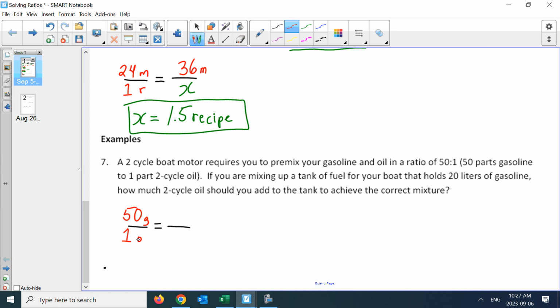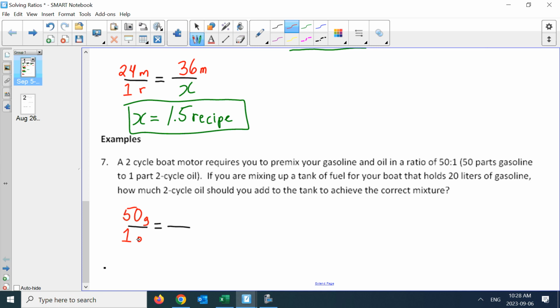50 gas to 1 oil. And you know what? That kind of ratio works. If it's 50 gallons, you need 1 gallon of oil. If it's 50 liters, you need 1 liter of oil. It doesn't matter what. 50 to 1.